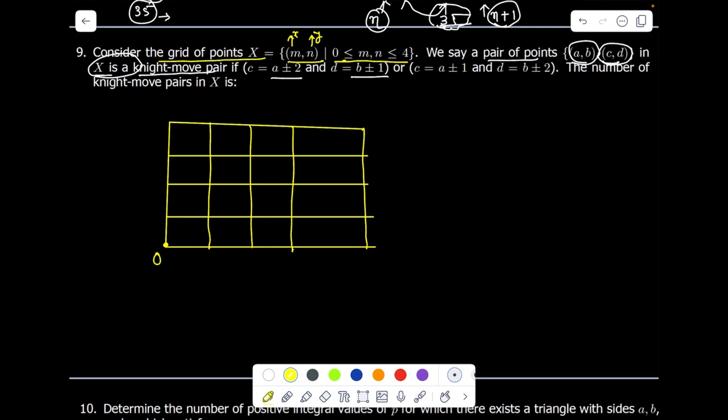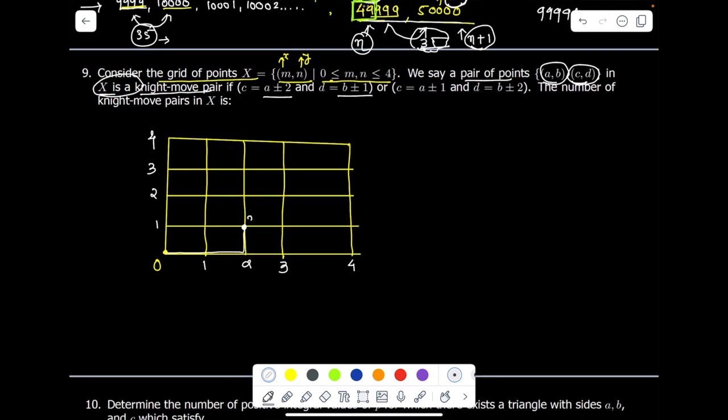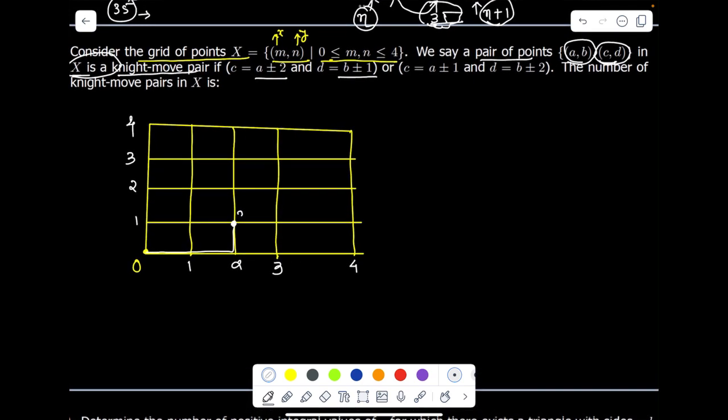So here, what is my path? My path is from this point, on a grid of 0, 1, 2, 3, 4 and 0, 1, 2, 3, 4. The knight can go to this point and also this point. So here you can find two pairs.